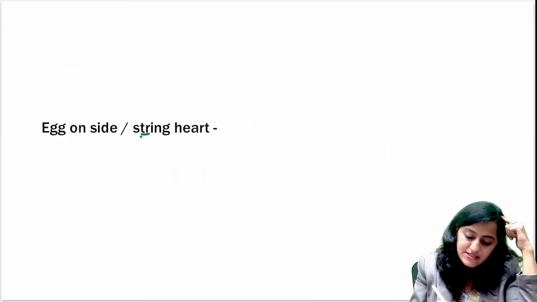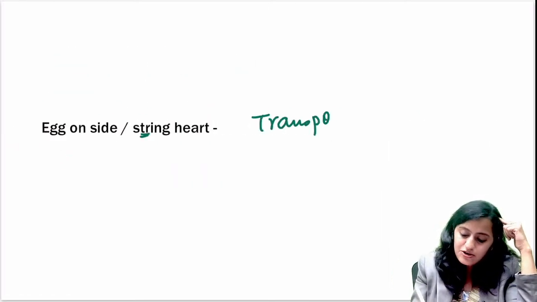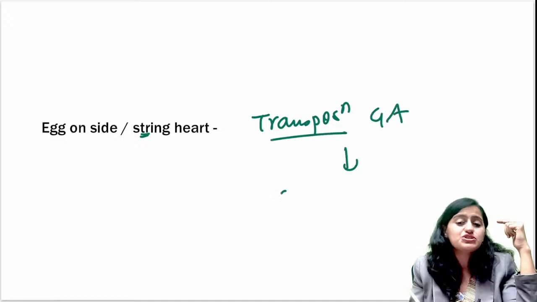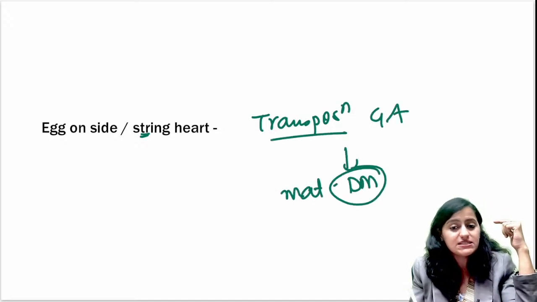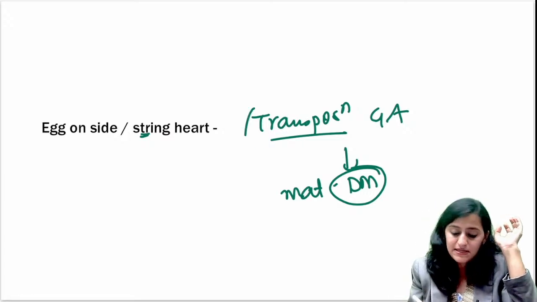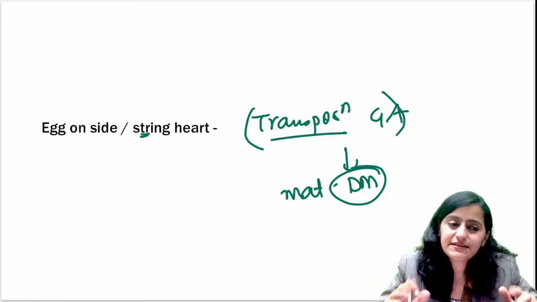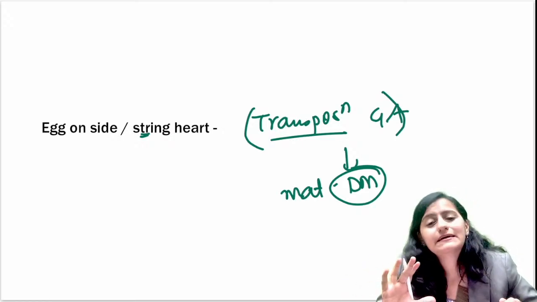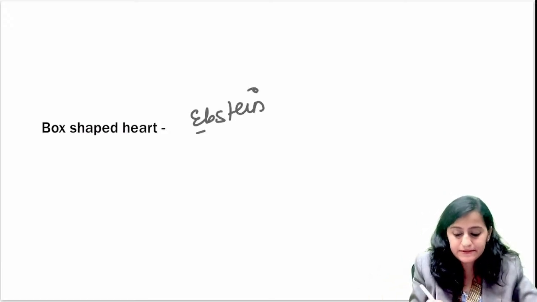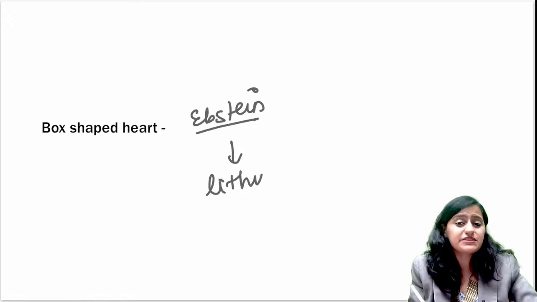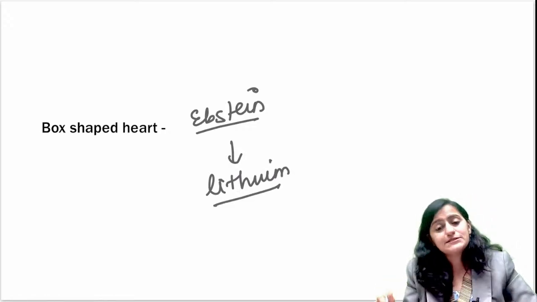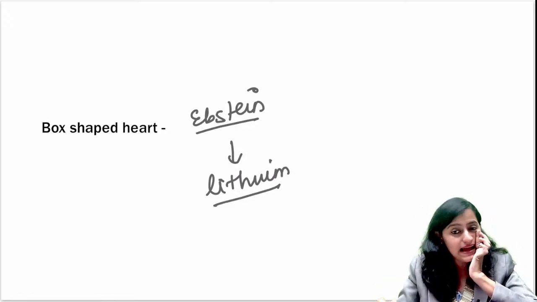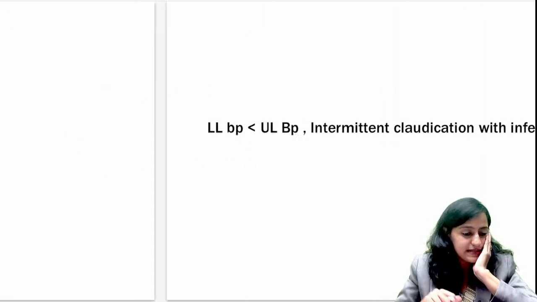Egg on side, egg on string, TGA. This is seen in transposition of great arteries, which generally has an associated history of maternal diabetes. Okay? Maternal diabetes. In TGA, generally the history given is of a newborn with cyanosis immediately after birth. TGA is very common. Okay, TGA is common. Next one, box shaped heart is seen with Epstein's. And Epstein's is a teratogenic effect which is seen with lithium. So box-shaped heart is seen with Epstein's and it is a teratogenic effect of lithium.